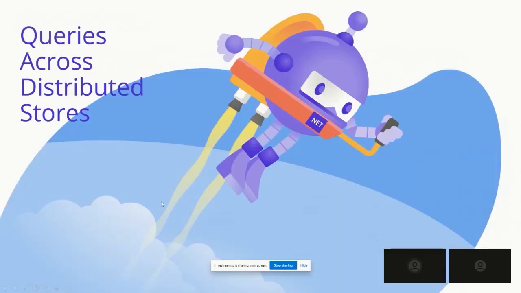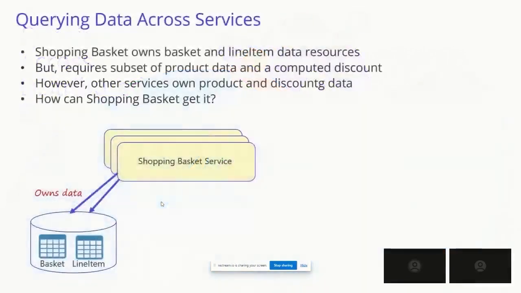When we introduce this idea of a database per microservice, there are a couple of big challenges we need to think about. Challenge number one is this. What about queries across distributed stores? If each service has its own store, I need to query some data from this service, other data from that service, and maybe data from a third service. How do I do that distributed query across all those services?